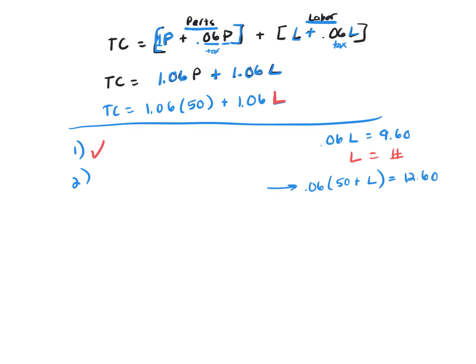This equation only has one variable. You can solve it for L. L will be some number, and plug it in like we did for clue 1, and it works. That works as well. Both work independently. Your answer is D.